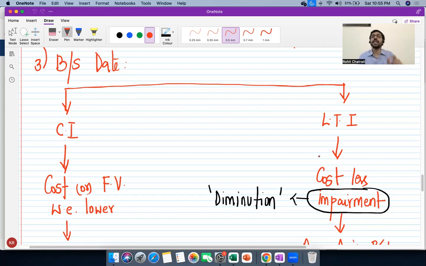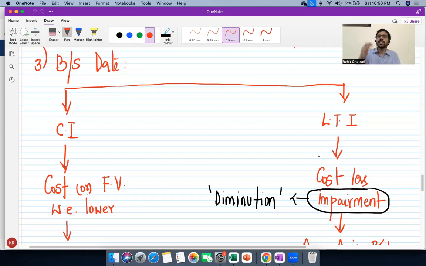But if there is any decline in the value of investments which is permanent in nature, the words actually used are not permanent; any decline which is other than temporary in nature. I am just trying to say that it is permanent, but the words actually used are any fall in value which is other than temporary in nature. In such a case, it is called diminution in the value of investment, and you will create a provision for impairment or a provision for diminution in the value of investment. And in your balance sheet, you will show it at cost minus provision for diminution.